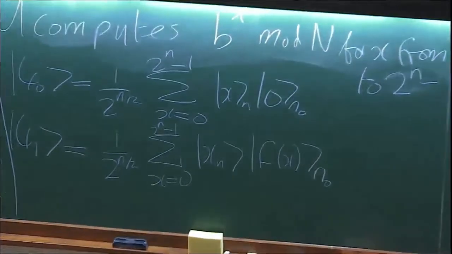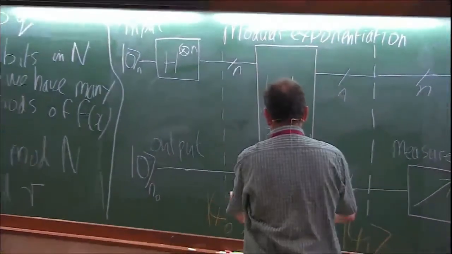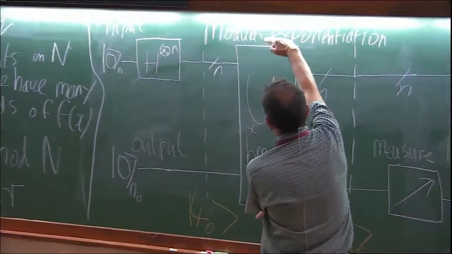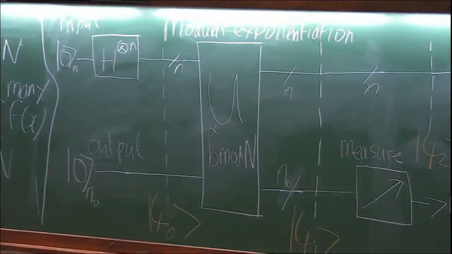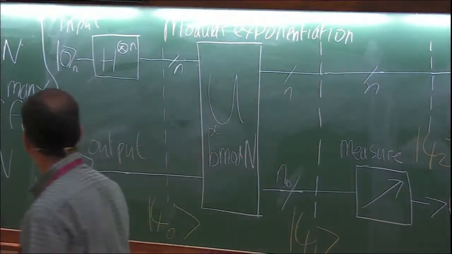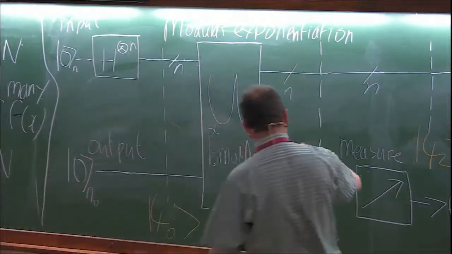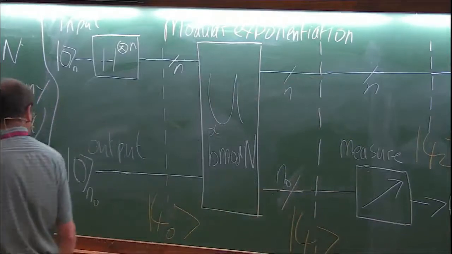So that's here. And then it goes into the modular exponentiation, which computes b to the x mod n efficiently for all x between 0 and 2 to the n minus 1. And they appear in the output register here, which has n naught qubits.